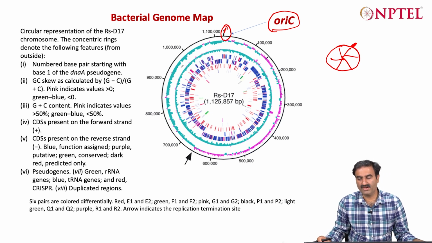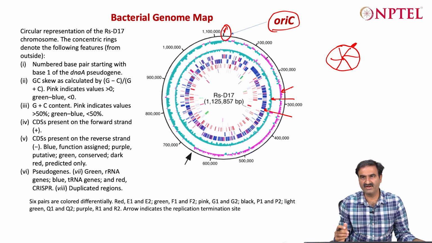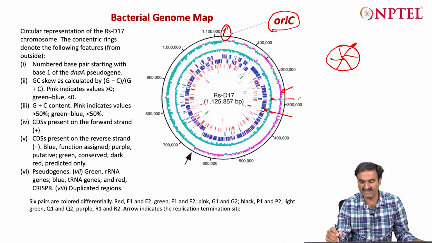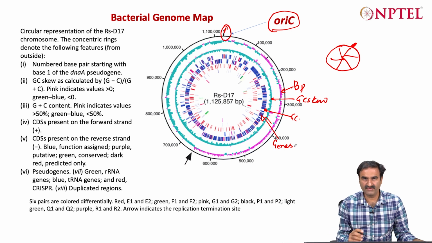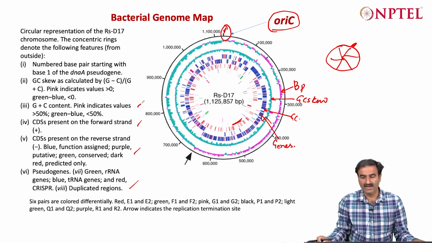So this will be given number 1, and from that the numbering of the rest of the chromosome will be done. Again, as I mentioned, the different concentric circles will provide different information. For example, the first one tells the base pairs, the second one tells the GC skew, the third one tells the GC content, and this one tells the genes which are present. This way you can put a lot of information, and this red part is the pseudogenes, and the tRNA genes and ribosomal RNA genes are mentioned here.